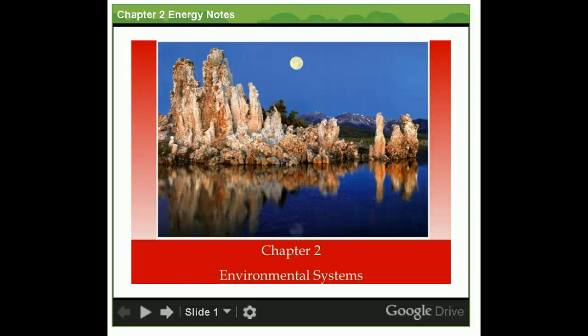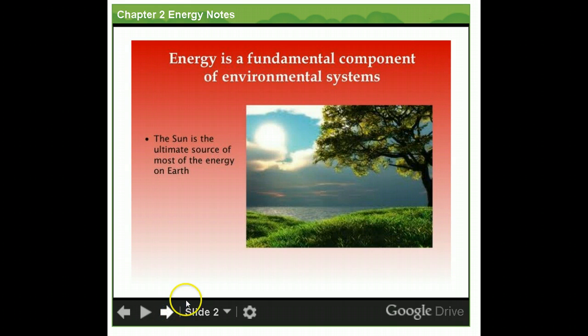I'm going to talk about the second part of chapter 2. So this part is talking about energy. Most of the energy on the earth is due to the sun, the sun's input. Thank you, sun.